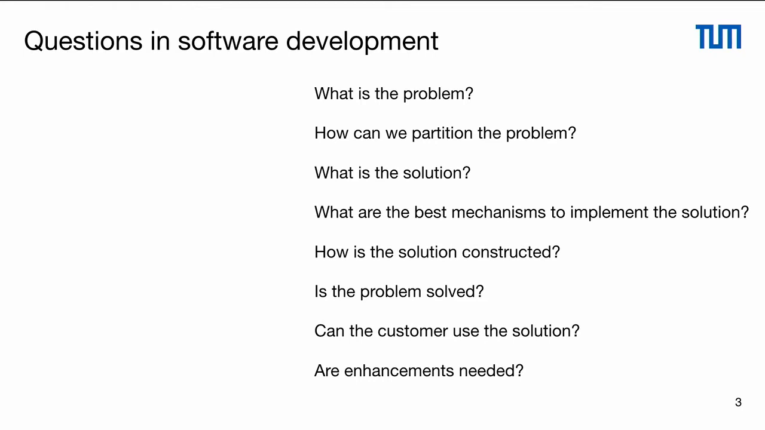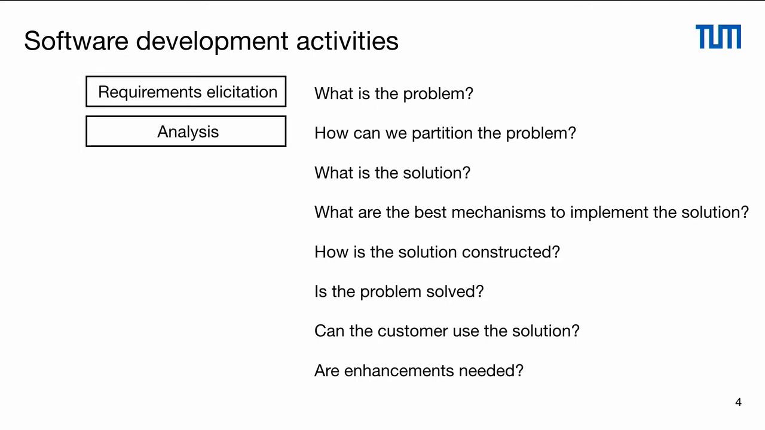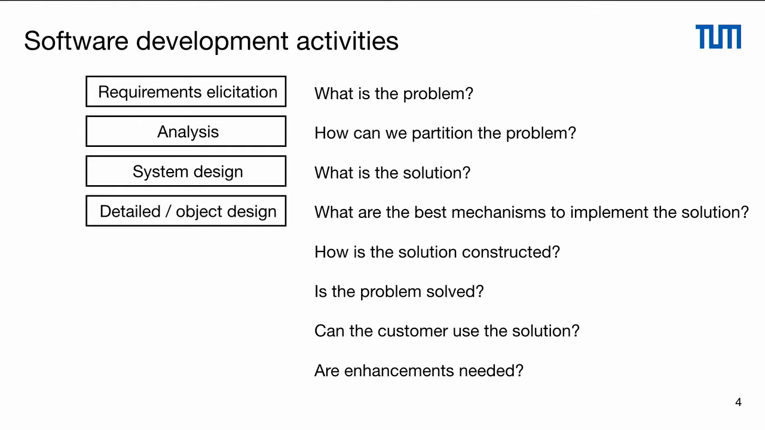And we have different software development activities that address these questions, such as requirements elicitation, which covers the question what is the problem. Analysis allows us to partition the problem into smaller pieces, for which we can then define solutions in the system design. Detailed or object design handles the best mechanisms to find reusable parts and to identify patterns to implement the solution, and the implementation covers the construction of the actual solution.